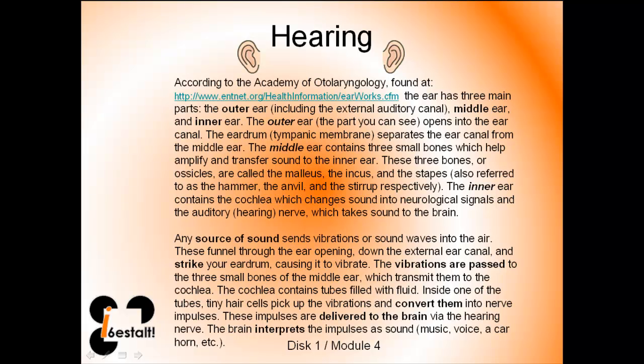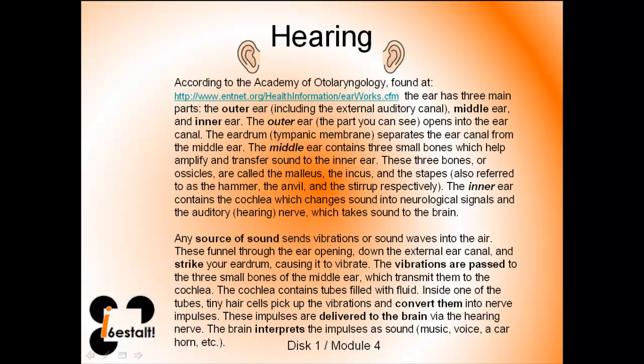The ear has three main parts: the outer ear, which includes the external auditory canal, the middle ear, and the inner ear. And the outer ear, the part that you can see, opens into the ear canal. And then the eardrum, or tympanic membrane, separates the ear canal from the middle ear. And that middle ear contains three small bones that help amplify and transfer sound to the inner ear. And you'll see this in the videos to come.